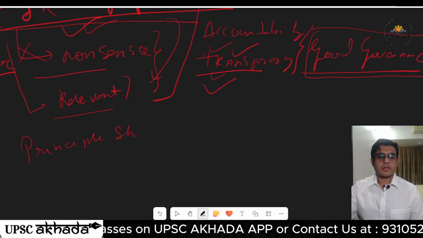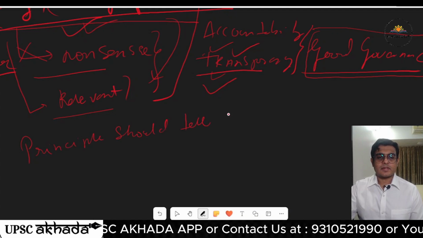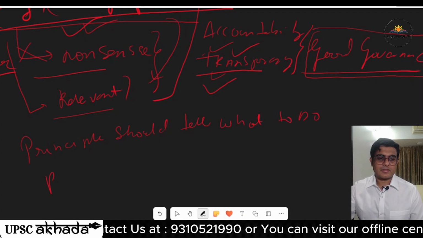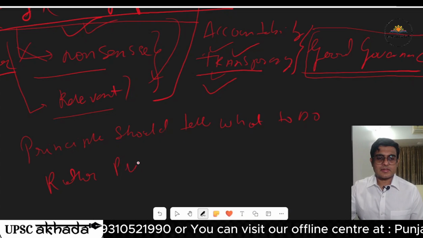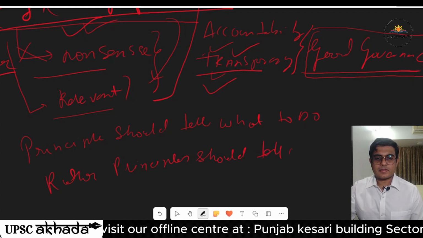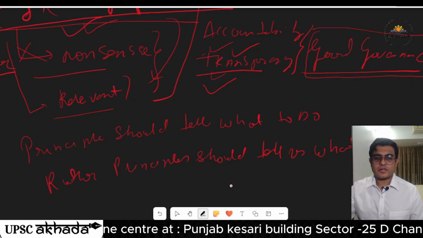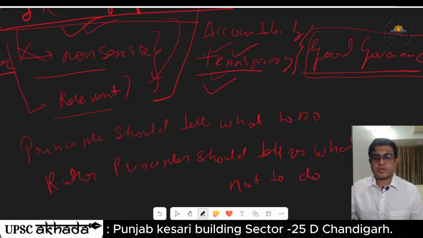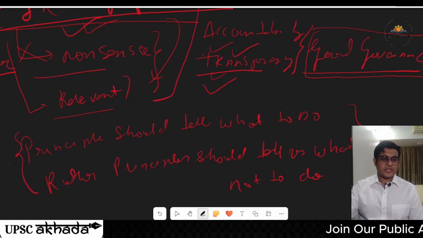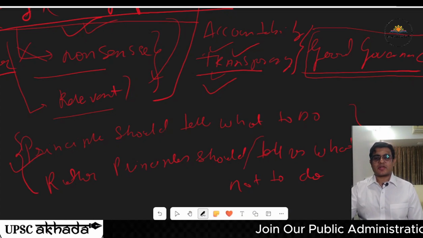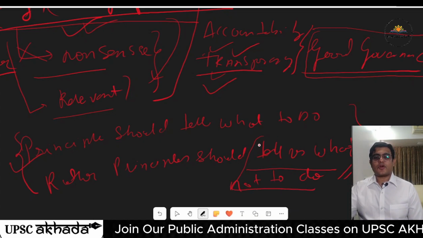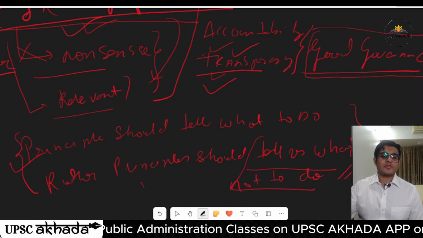He further says, with regards to principles, that principles should not tell us what to do, rather principles should tell us what not to do. So this is what he talks about. He says principles should not tell us what to do. That is, in a way he says what should not be done in the government organization, that principles should tell.